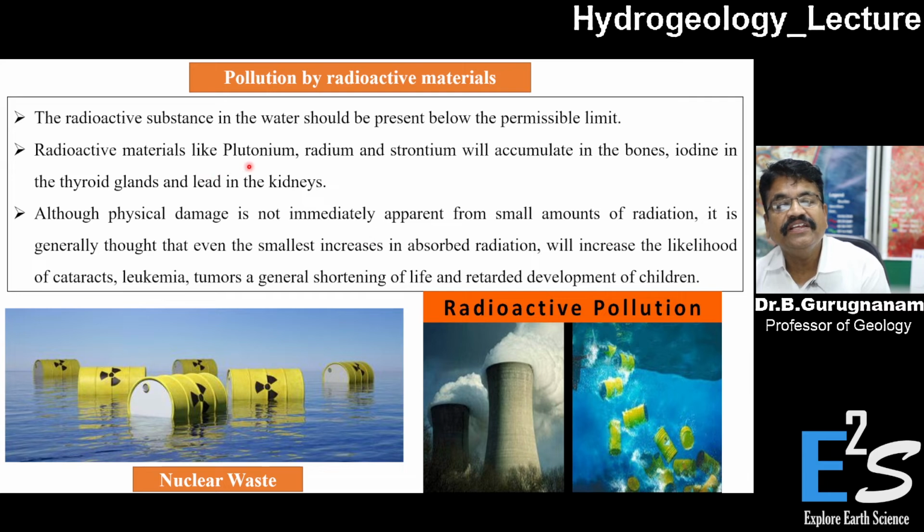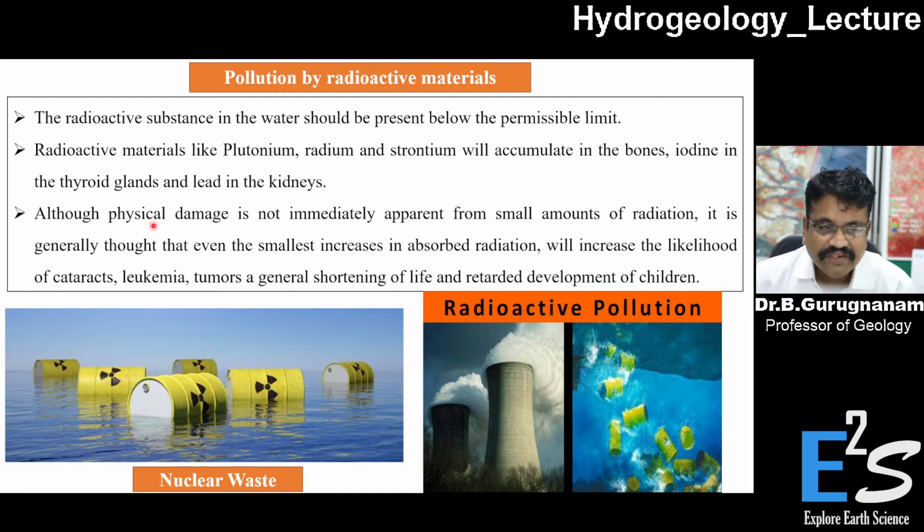Radioactive materials like plutonium, radium, and strontium will accumulate in the bones, iodine in the thyroid glands, and lead in the kidneys, and will affect human health. Although physical damage is not immediately apparent from a small amount of radiation, it is generally thought that even the smallest increase of absorbed radiation will increase the likelihood of cataract, leukemia, and tumors. You see, look at all the diseases.